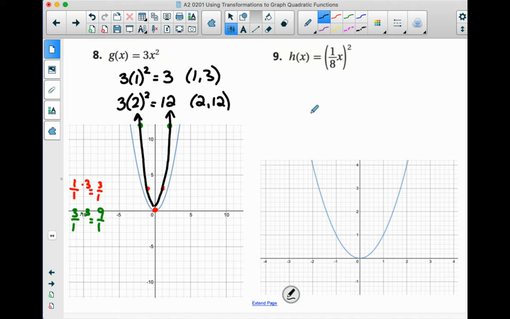So this one is the toughie, and I hope I don't run out of time. So this represents a horizontal compression or stretch. Who knows? But it's not going to shift the graph at all. I'm going to run out of time, so I'll just start the next video here. But we're going to be at the same vertex, 0, 0.